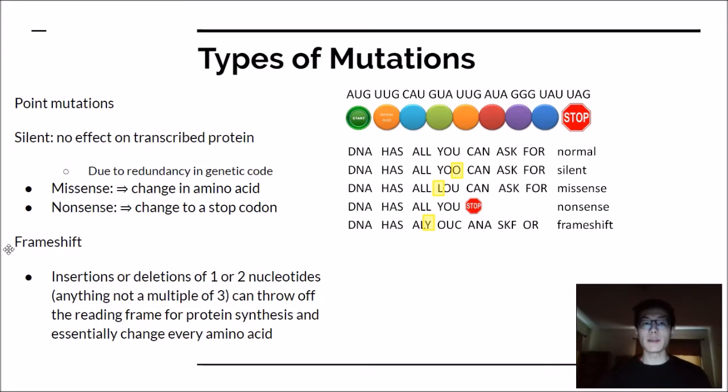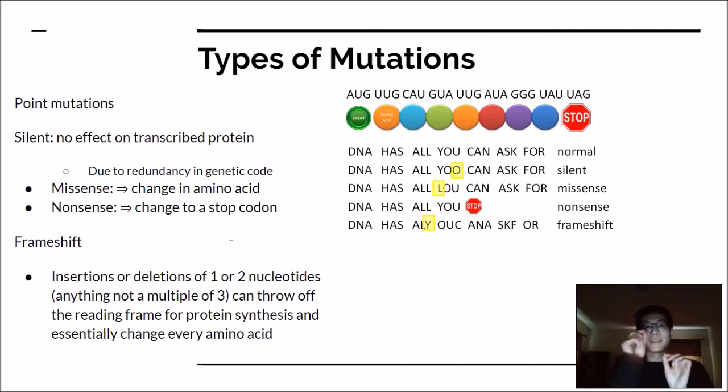We can also have a frameshift type of mutation, and a frameshift mutation is basically insertions or deletions of one or two nucleotides, anything that's not a multiple of three, and it's going to throw off the entire reading frame. So you still might make a relatively long polypeptide sequence, but because the reading frame has been shifted, you're potentially going to be putting in incorrect amino acids. Remember, the reading frame is each individual three-nucleotide codon all the way up to a stop codon.